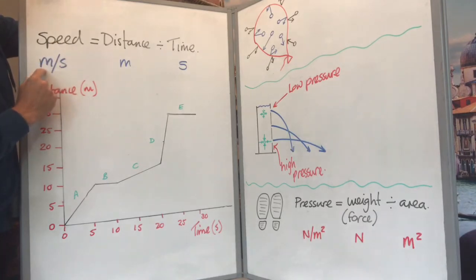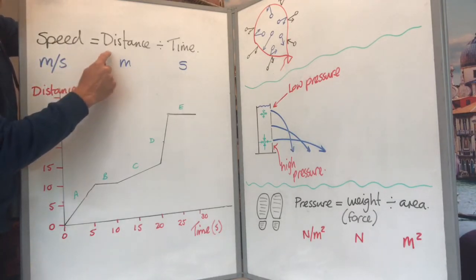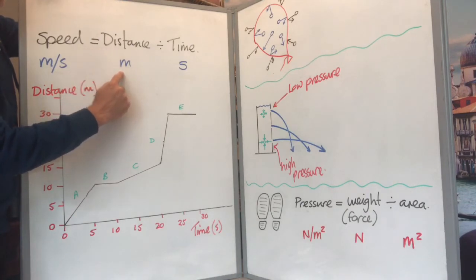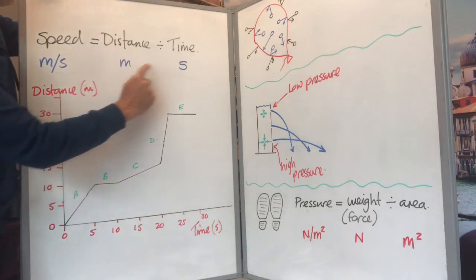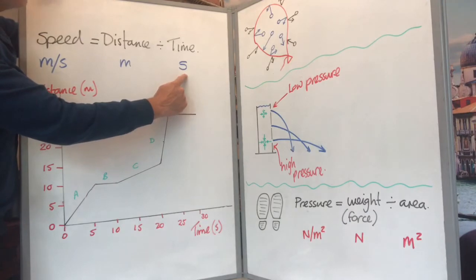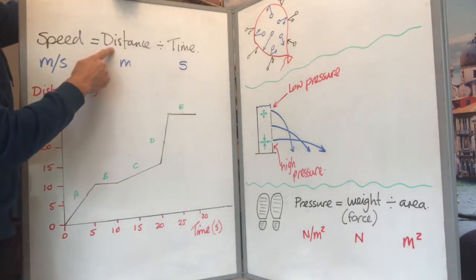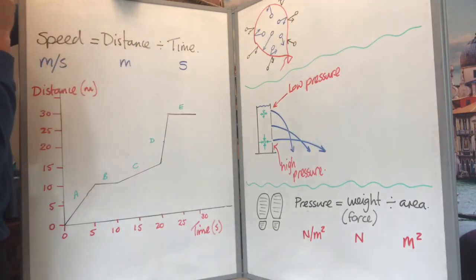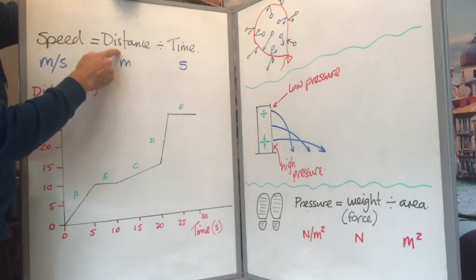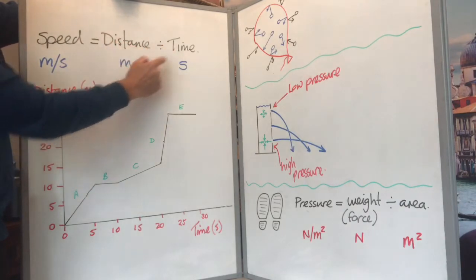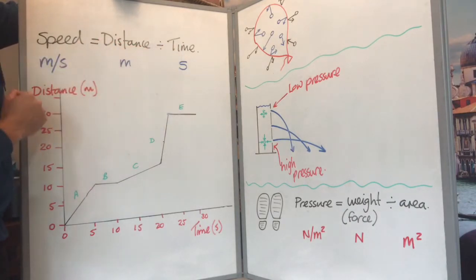Speed is measured with units of meters per second, and we calculate it by dividing the distance travelled by the time it takes to travel that distance. So you'll be expected, given information on distance and time, to calculate speed. You may be asked to rearrange the equation to calculate, say, distance with speed and time given, or time when you're given distance and speed.